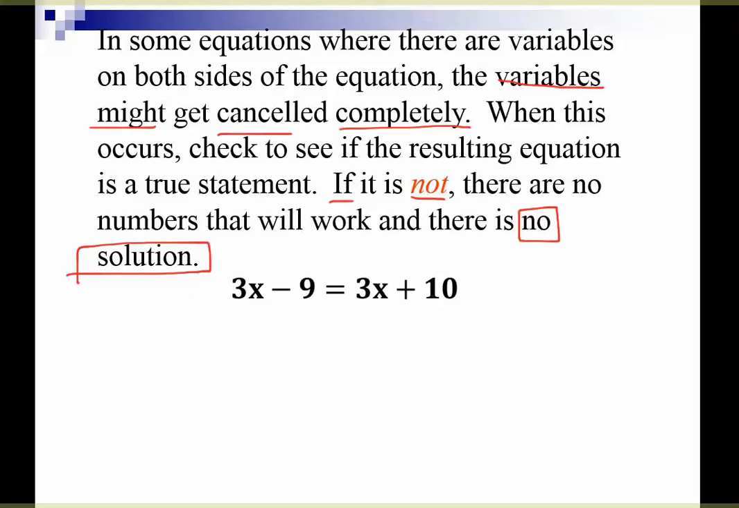Let's go through the math on this one. What would you do first? Well, you'd collect variables. You'd take away 3x, and you'd get negative 9 equals 10. Notice variables have canceled out completely. You're left with this statement. Now, is it a true statement or a false statement? This is a false statement. And if you get a false statement, that means that there is no solution.